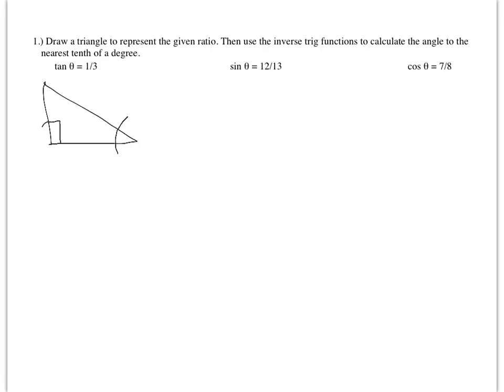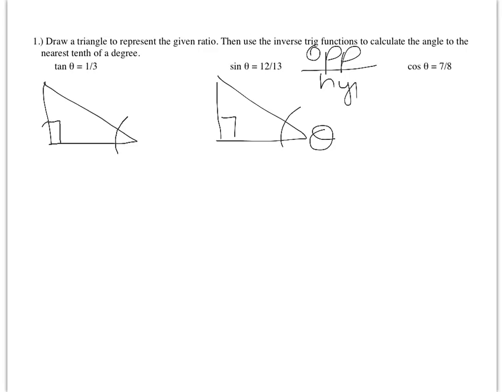All right, for our second one, let's go ahead and draw a right triangle again, and let's pick our angle to be theta. And this time we're dealing with a sine ratio. So think about SOHCAHTOA. We're dealing with opposite over hypotenuse. From our reference angle of theta, the opposite will be 12 and the hypotenuse will be 13.